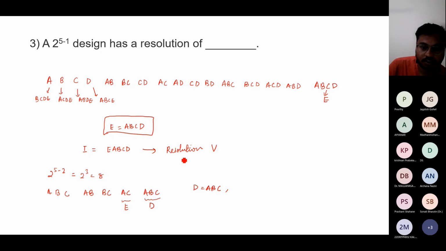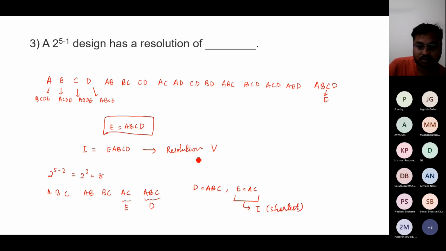The other thing will be E is equal to AC, because we are replacing AC by E. So in this case, after doing these replacements, the shortest equation that we have for the generator function is E is equal to AC. So this is the shortest equation.